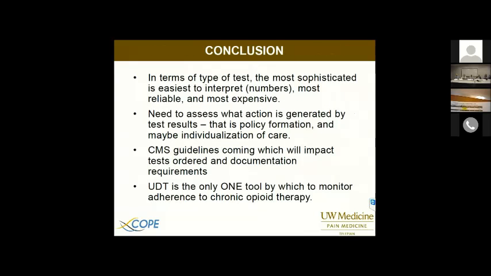So in conclusion, in terms of the type of test, the most sophisticated is the easiest to interpret because it has numbers. It's the most reliable and most expensive. We still don't have data to help us support what action is generated by the results. We need to think about that. It's up to our clinical decision making at this point because the literature isn't a lot of help. CMS guidelines will impact the test orders. I think we should get ready for as much documentation as we can put in there. And remember, UDT is only one tool.